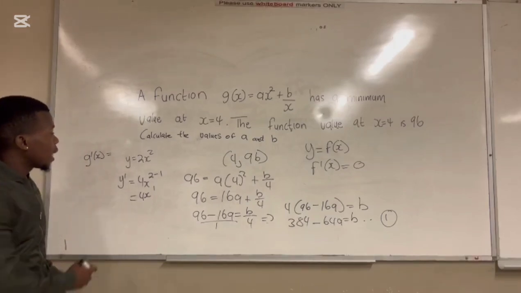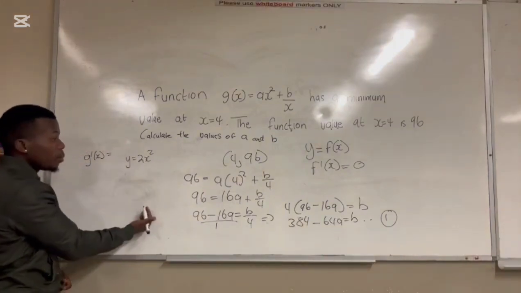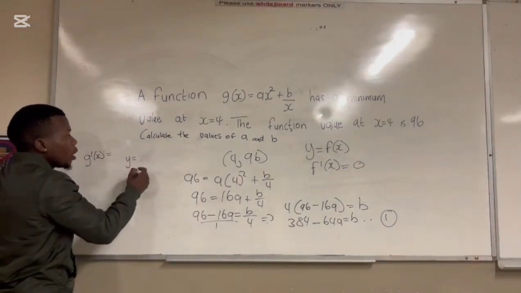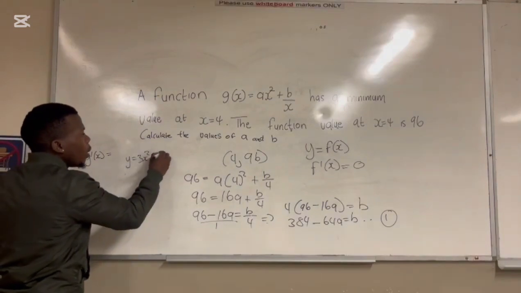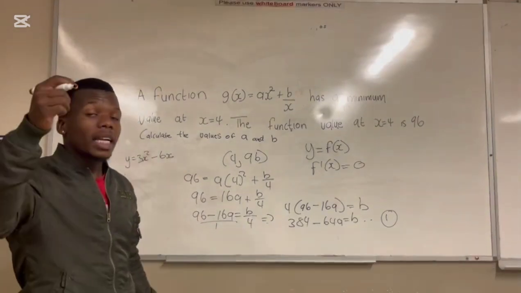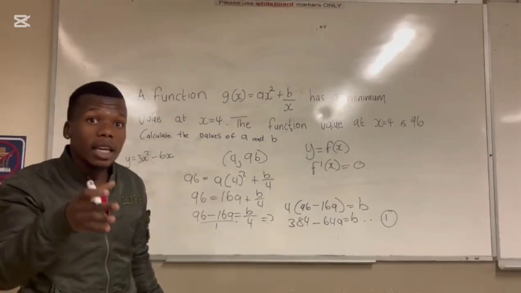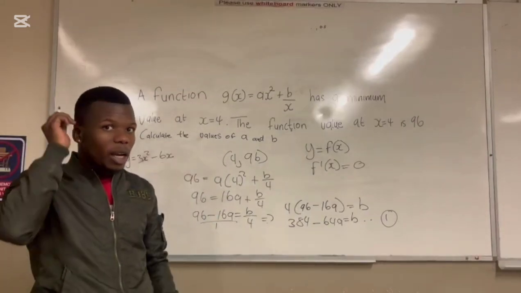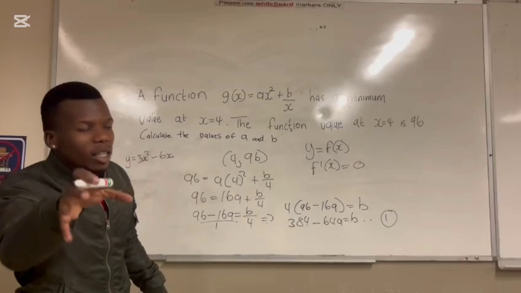Let's make another example, my friend. Let's say I'm given y equals 3x squared minus 6x. Then they say to me, do a first derivative. I repeat, all we need to do is to say exponent multiplied by coefficient, exponent minus 1.